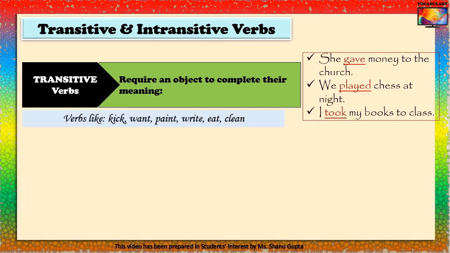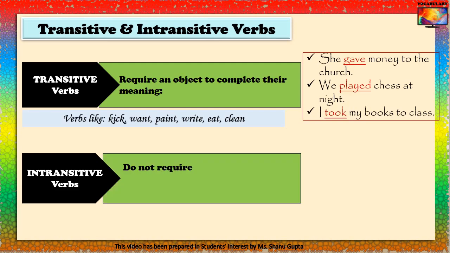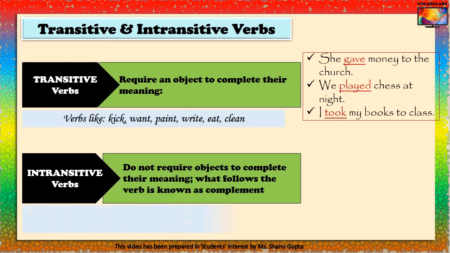We played what? The answer is chess, which is the object. And I took what? The answer is books. Intransitive verbs, on the other hand, can stand on their own without an object. Verbs like arrive, go, lie, sneeze, sit and die are normally intransitive.